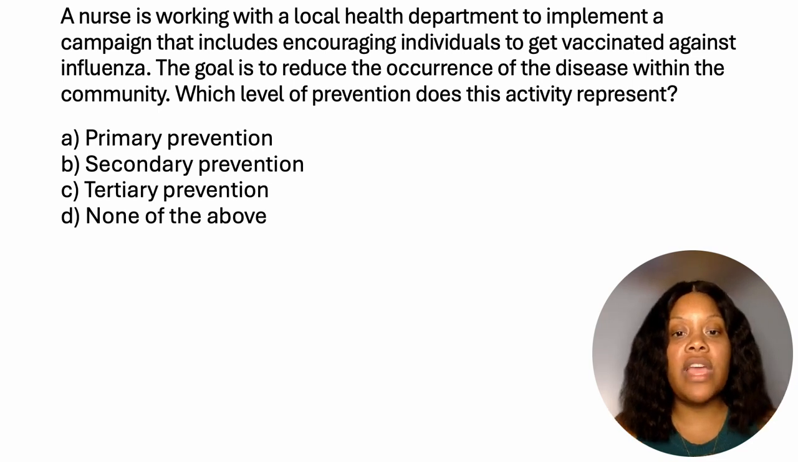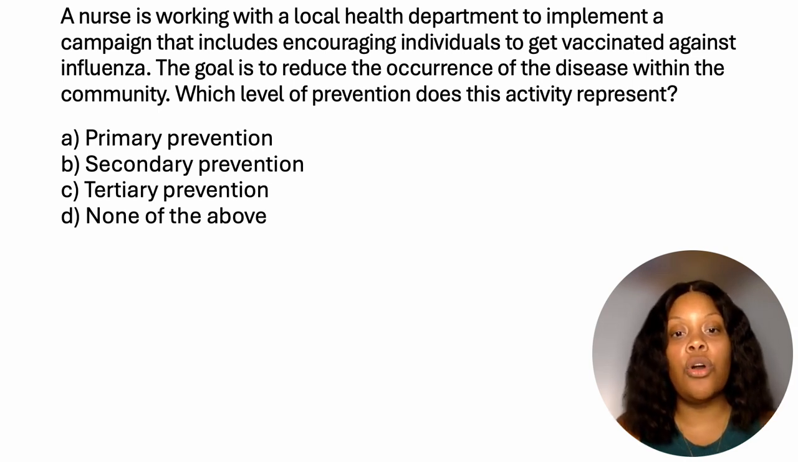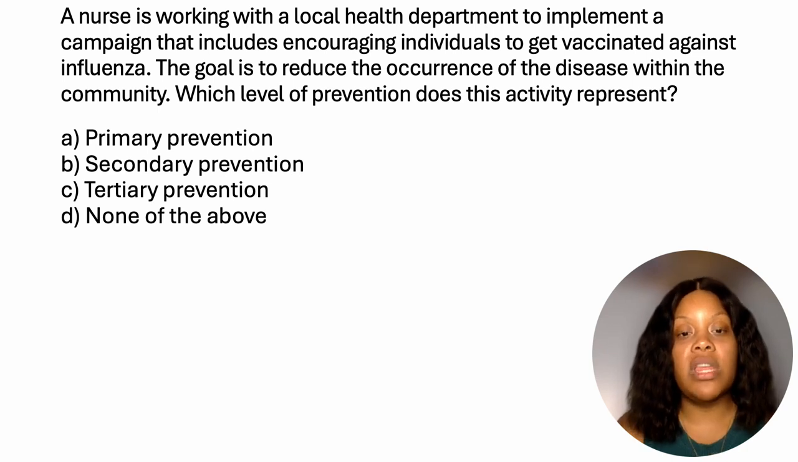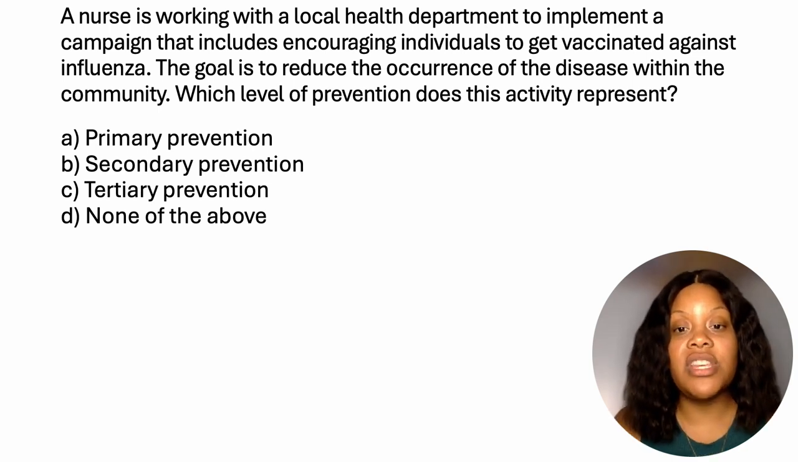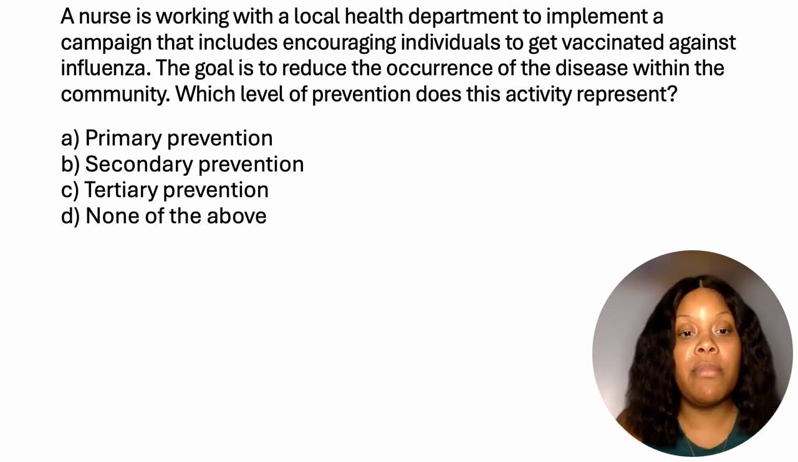A nurse is working with a local health department to implement a campaign that includes encouraging individuals to get vaccinated against influenza. The goal is to reduce the occurrence of the disease within the community. Which level of prevention does this activity represent? So I'm going to give you some time to think about it. Is it A, primary, B, secondary, C, tertiary, or D, none of the above?